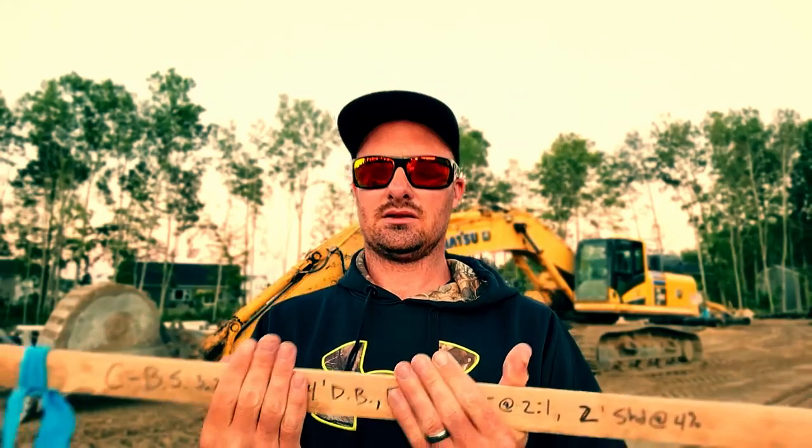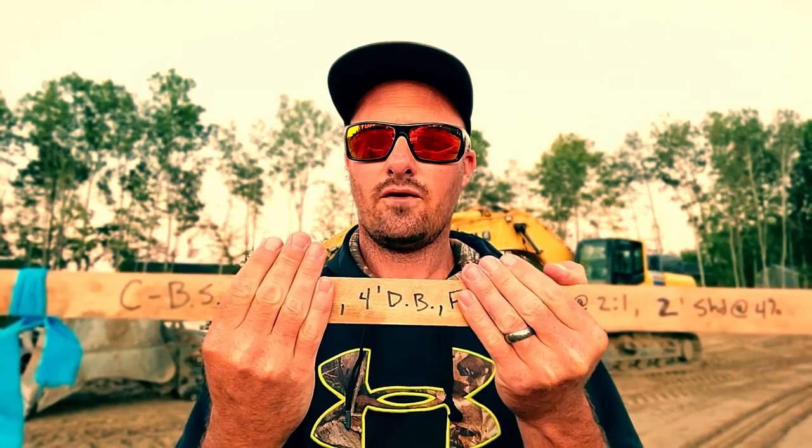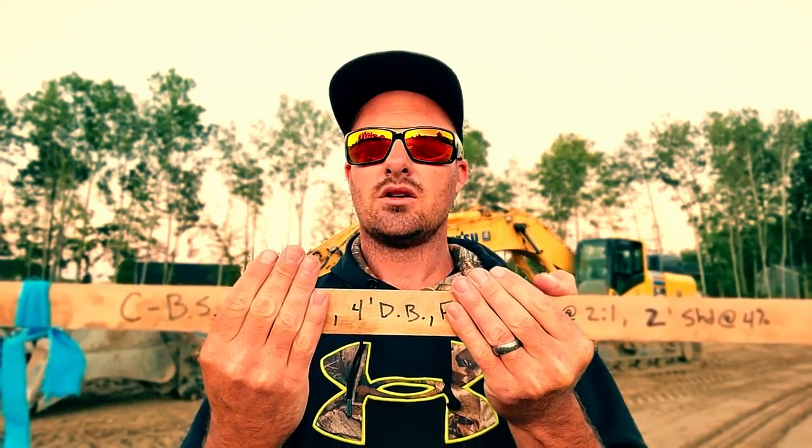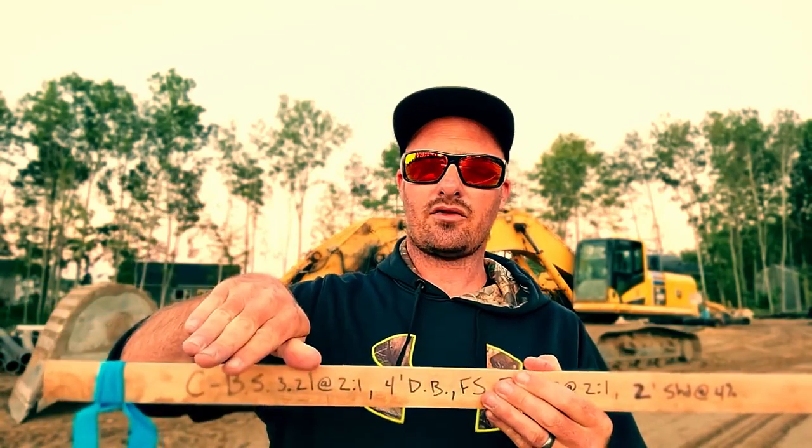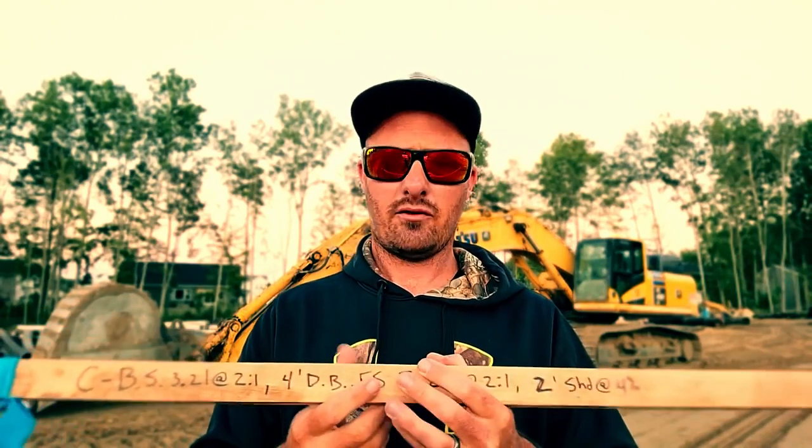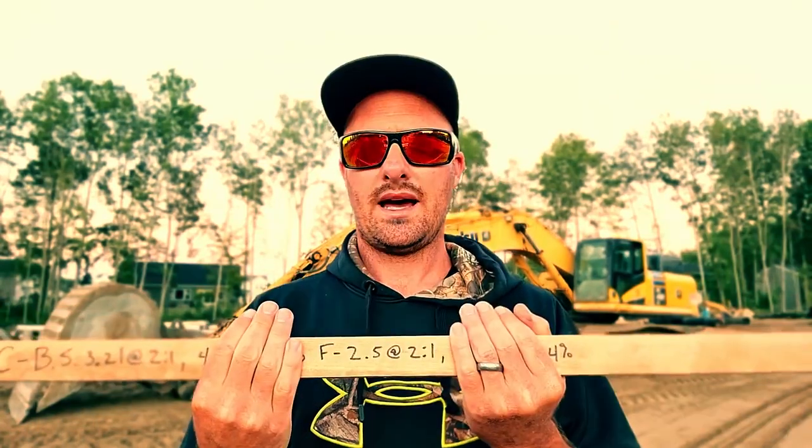Next piece of information. Cancel everything else out. What's that say? 4 foot. That's easy enough. Ditch bottom. So once we come down with our back of slope, we know that we need to come flat and come across 4 feet, and that will be the bottom of our ditch. Now let's keep going. Look at that. Pretty straightforward.